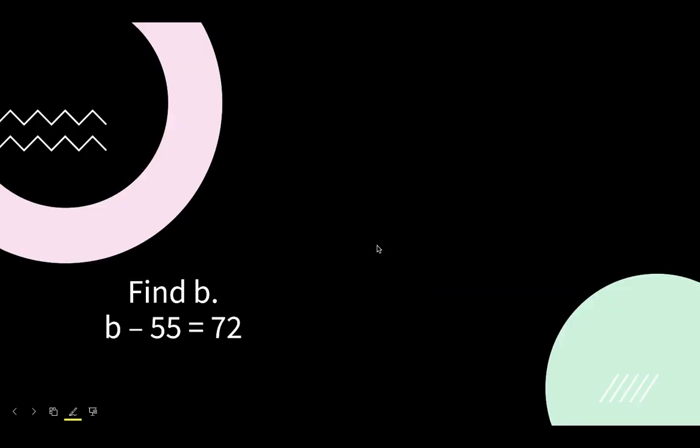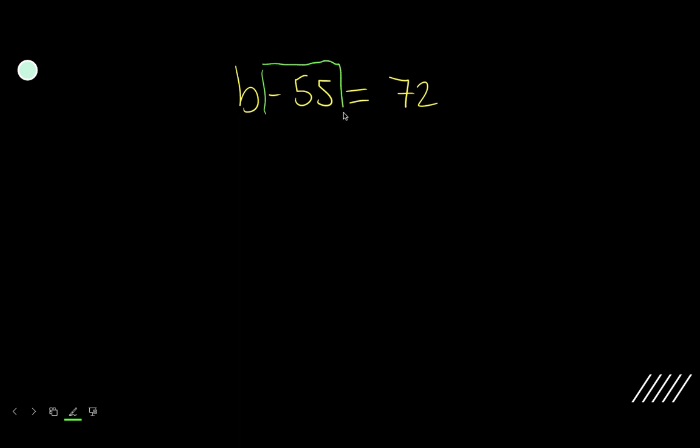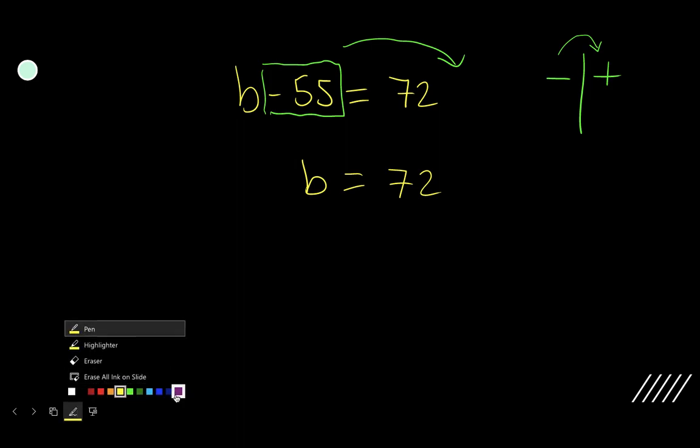Find B. B minus 55 equals 72. Okay. So again, this time we're isolating the variable. Now we have negative 55 or minus 55. And so we're going to switch it when we move it to the other side. It's going to become addition. So move it to the other side and that becomes addition. So now we have B is equal to 72 plus 55.